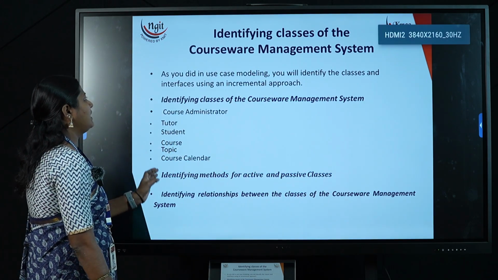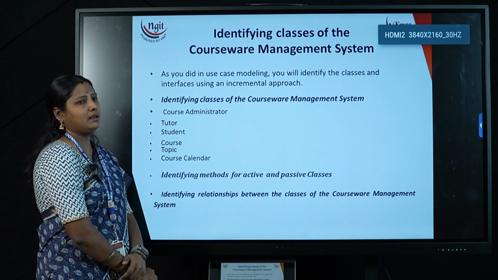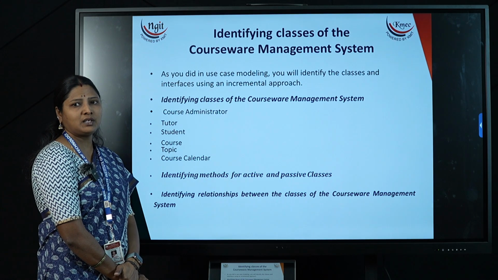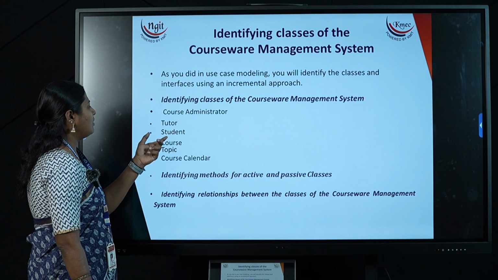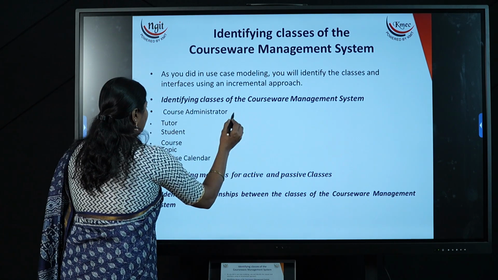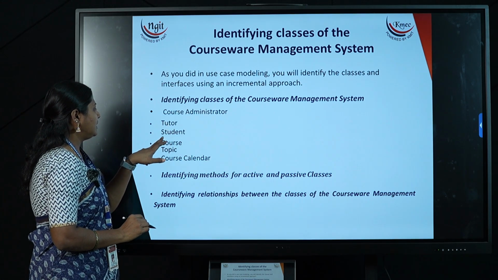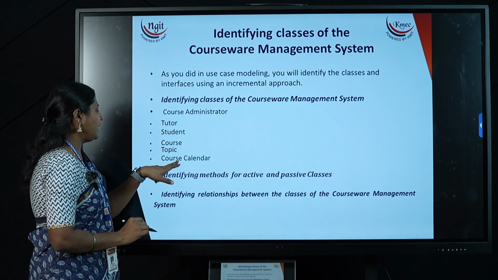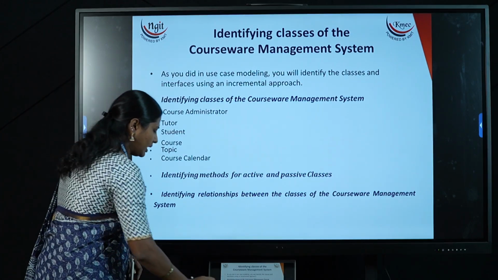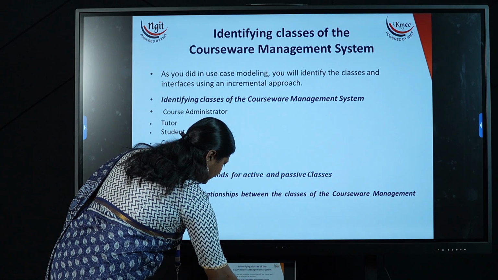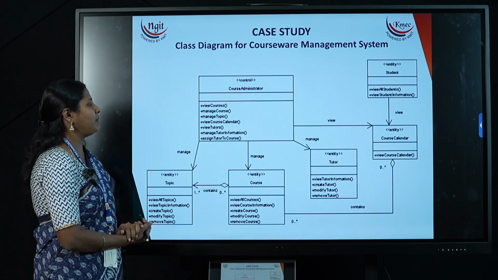Coming to the next one, identifying the classes for the courseware management system. So till now whatever we had discussed are the symbols or the notations of a class diagram. And coming to the case study, here we are going to use classes like the course administrator, tutor, the next one is the student, course, topic and course calendar. So before going to draw the class diagram, we need to identify the total number of classes. And here is the overall diagram of class representation for a courseware management system.